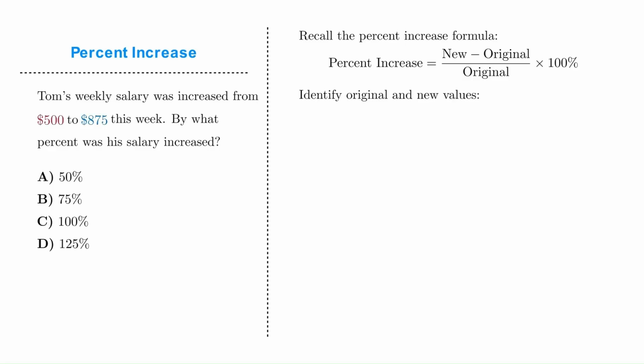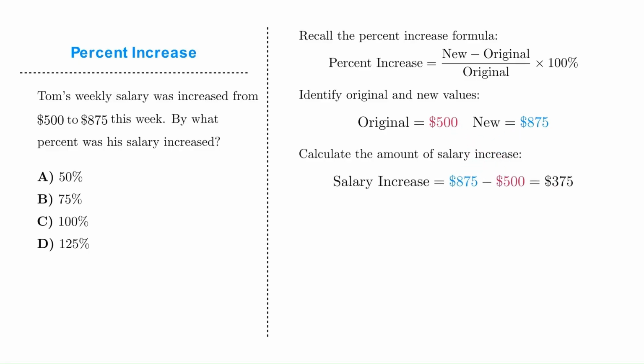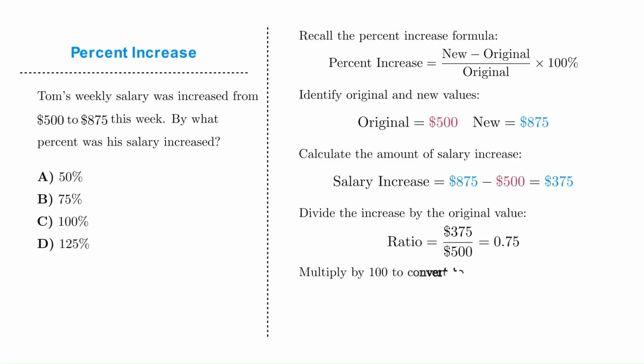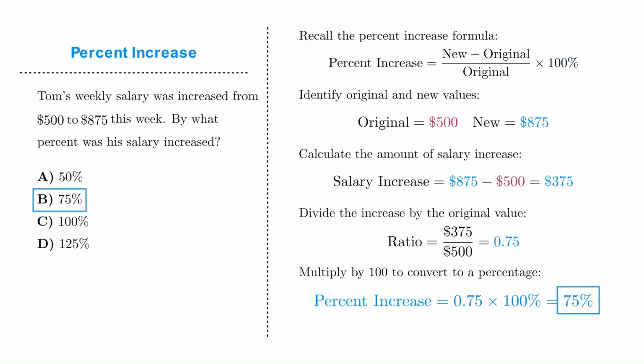Next, let's identify our original and new values, which are 500 and 875 respectively. Now, we calculate the amount of the salary increase by subtracting the original value from the new value, which is 375. Next, we divide this increase by the original value to find the ratio. 375 divided by 500 equals 0.75. Finally, we multiply this ratio by 100 to convert it to a percentage. This corresponds to option B. Tom's weekly salary increased by 75%.